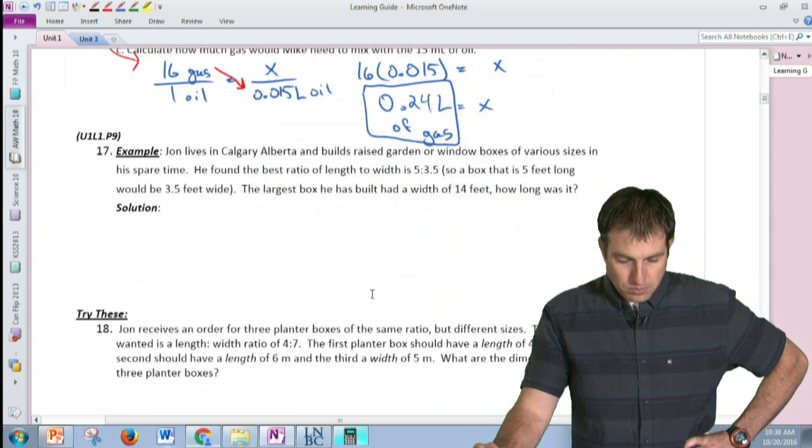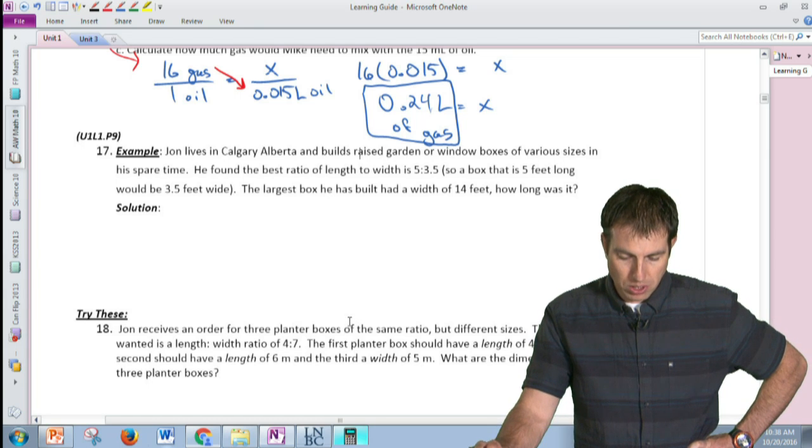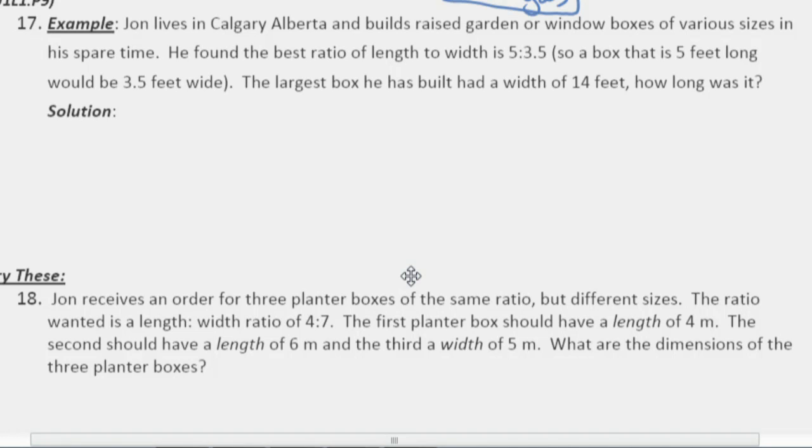So John lives in Calgary, builds raised gardens or window boxes. He finds that the best ratio is 5 to 3.5. So that means a box that's 5 feet long would be 3.5 feet wide. So the ratio kind of can be extended. If the box was 10 feet long, then it would be 7 feet wide. You just double it. So the largest box he's built had a width of 14 feet. How long was it?